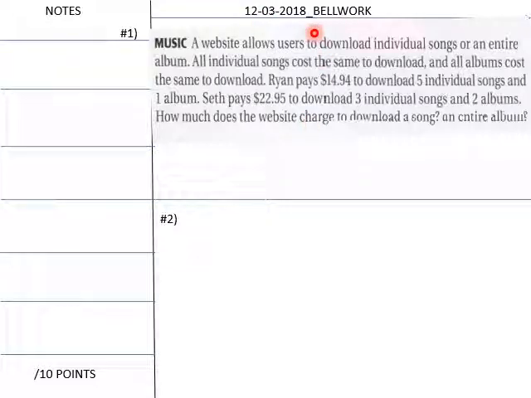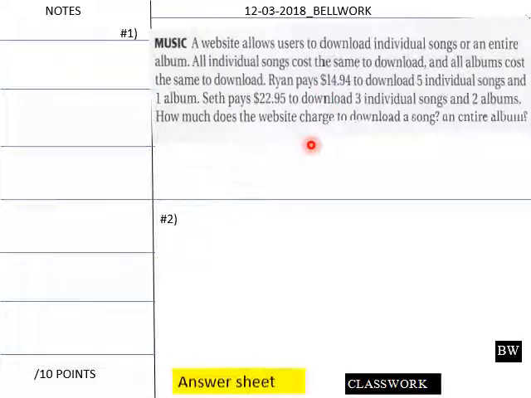Teachers, here's today's bell work. It's another killer word problem. Give your students 5 minutes to solve that.